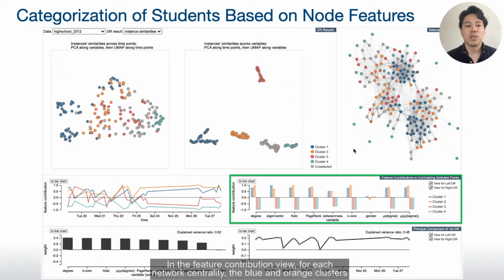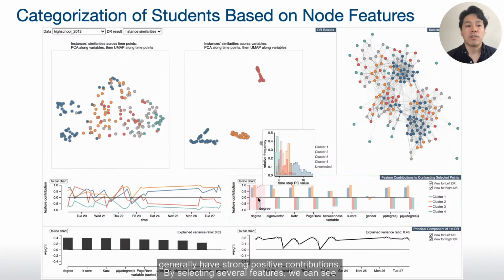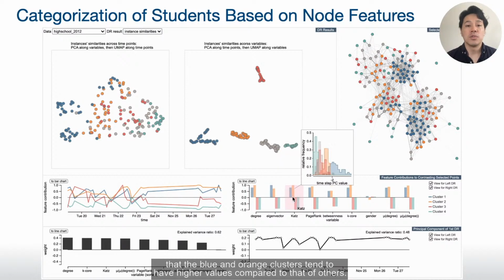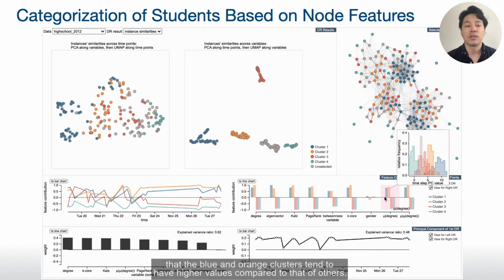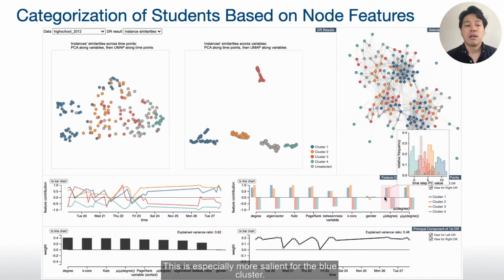In the feature contribution view, for each network centrality, the blue and orange clusters generally have strong positive contributions. By selecting several features, we can see that the blue and orange cluster tend to have higher values compared to that of the others. This is especially more salient for the blue cluster.